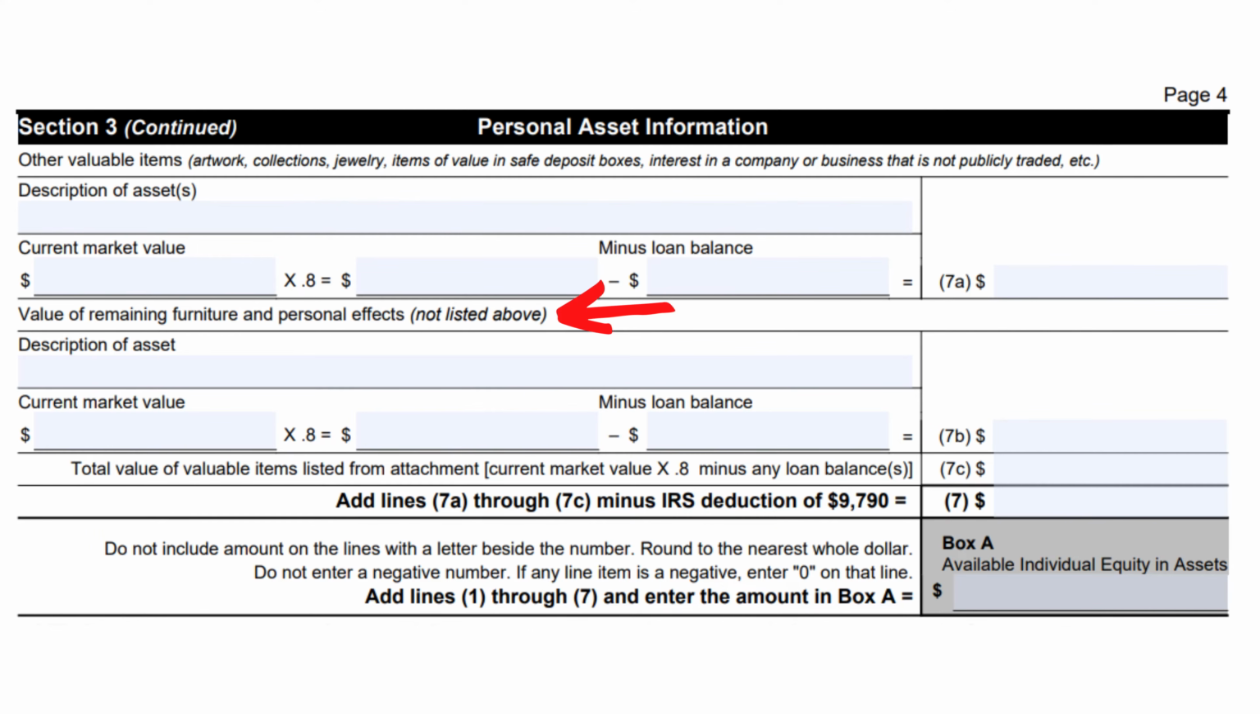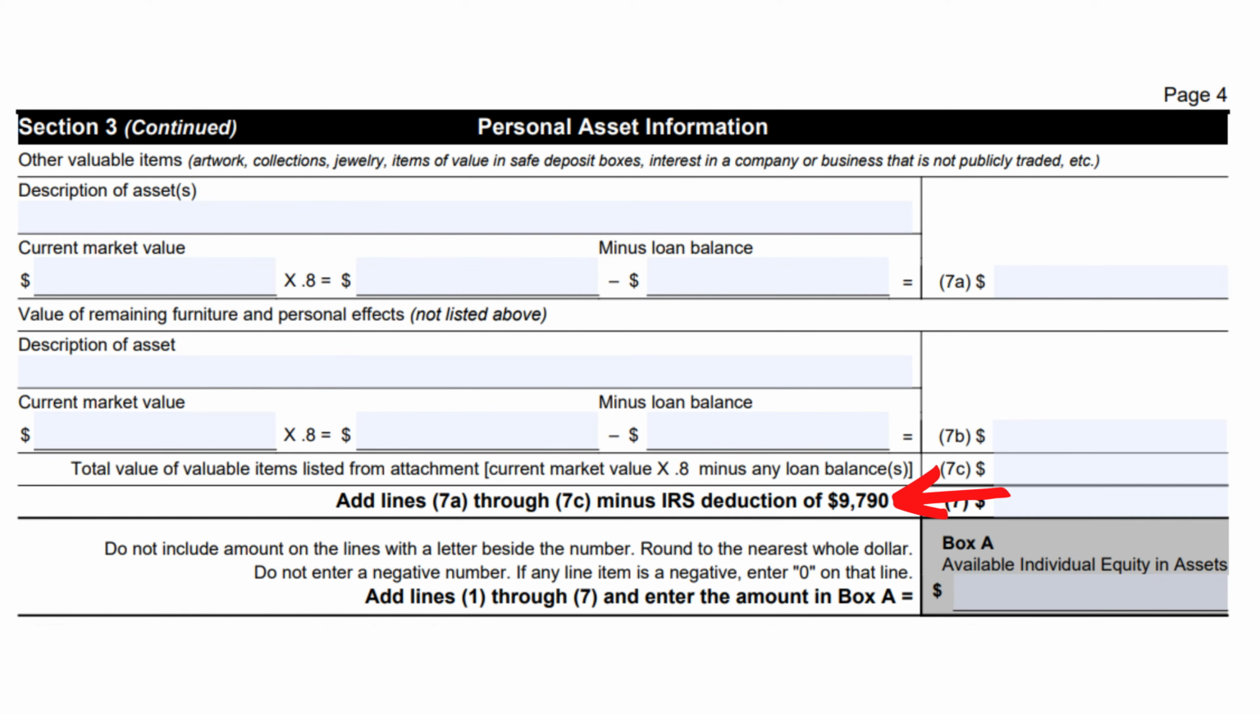Now let's talk about your personal effects. This is right after the miscellaneous valuable items on the Form 433A OIC. Personal effects are basically the everyday items that fill your house. This includes your furniture, your fixtures, the junk in your drawers, your pots and pans, your clothes, your TV, your laptop, your video game console, all the things that fill your home, other than the really expensive stuff, right, in the previous section. Thankfully, the IRS provides an exclusion for these amounts. The exclusion is $9,790 for calendar year 2021.